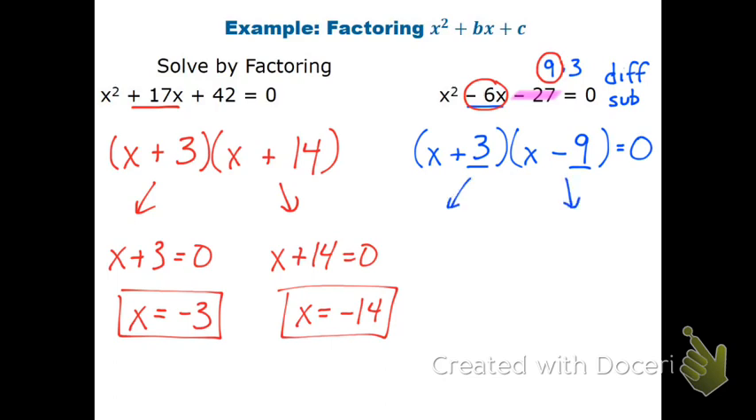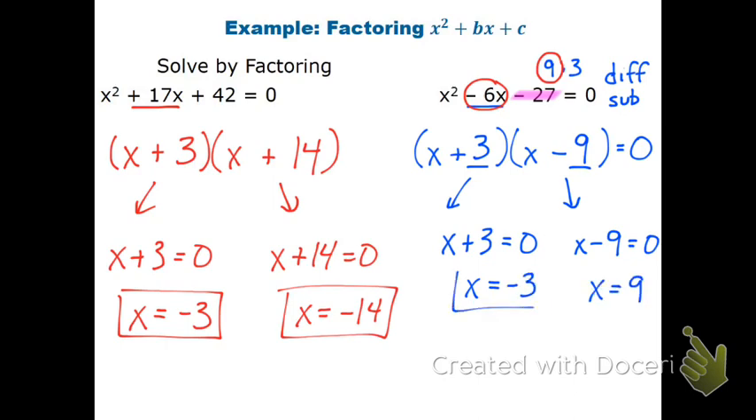I can split it up into two separate equations and get x plus 3 is equal to 0, and x minus 9 is equal to 0. So x is equal to negative 3, and x is equal to positive 9 by adding and subtracting the number to the other side.